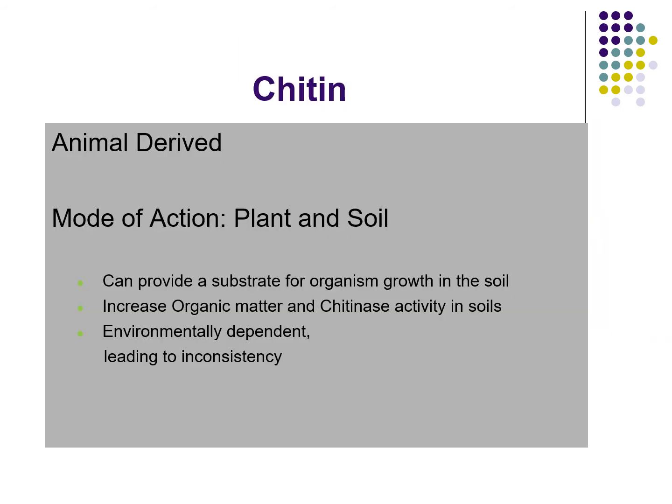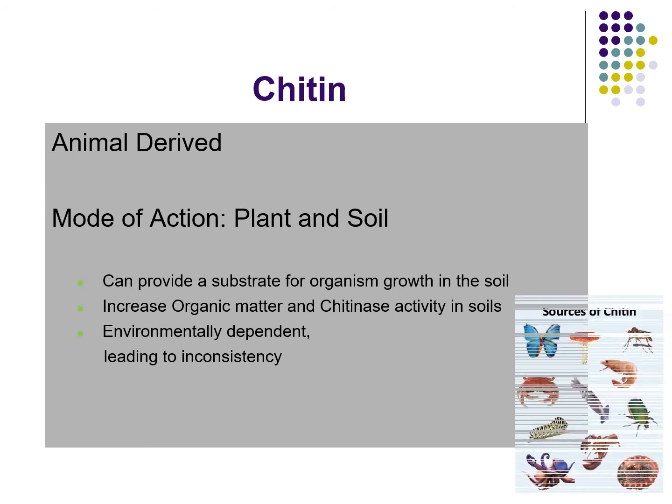Chitin is a tricky substance. When applied to the soil, it increases the organic matter as well as increases the chitinase activity within the soil. This can help protect from certain fungal and insect pressures, but it is dependent on the native organism's populations.